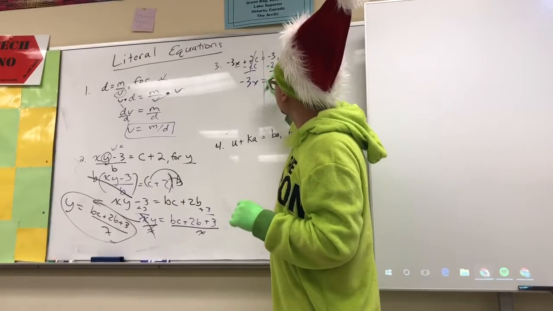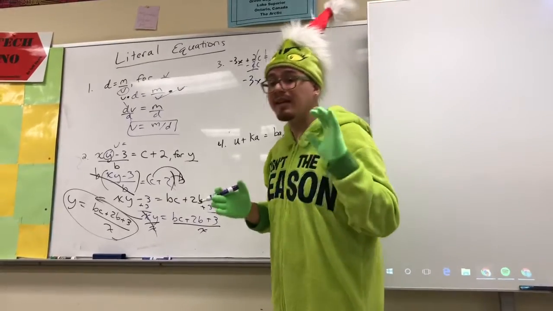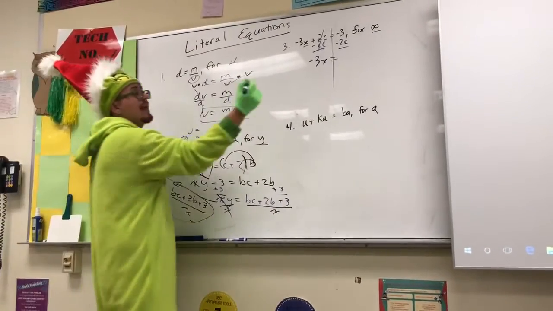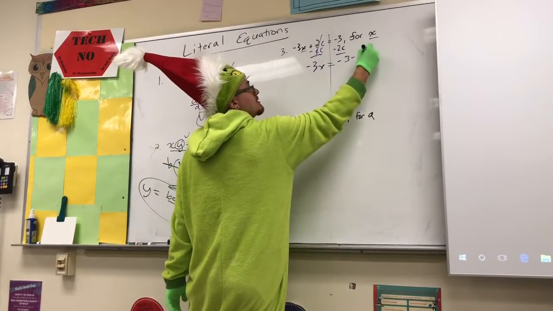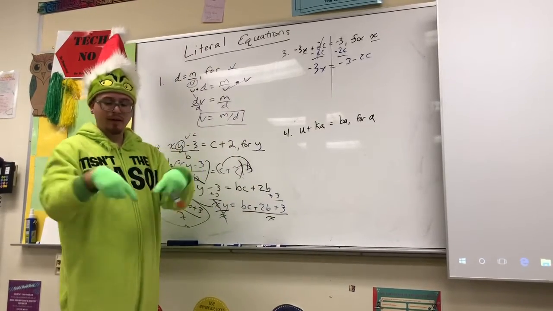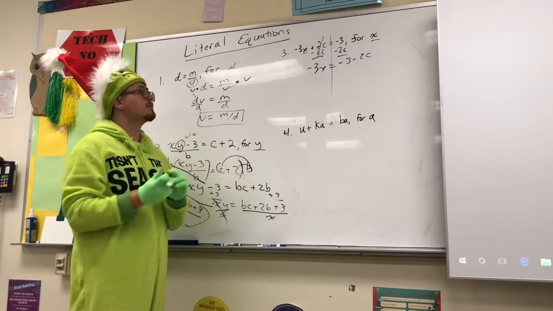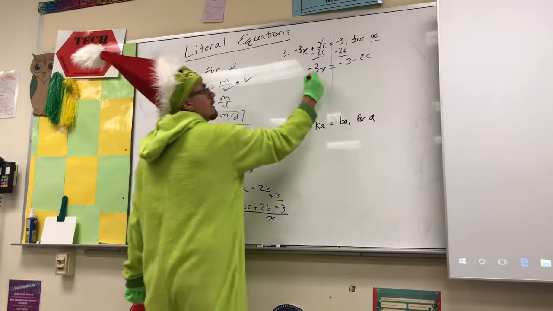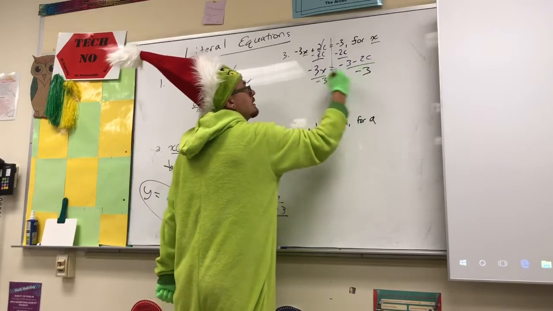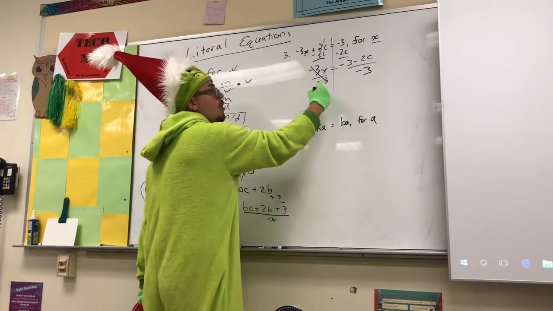On the right-hand side, negative 3 minus 2c is not negative 5c. It's just negative 3 minus 2c because they're not like terms. It's like separating your food on your cafeteria tray. Don't mix stuff. That's weird. Then, divide by negative 3 on both sides. We get x all by itself, which is the whole point of what we're doing.